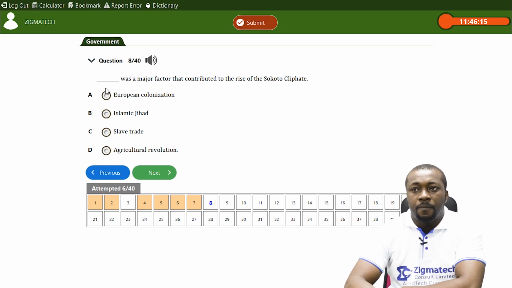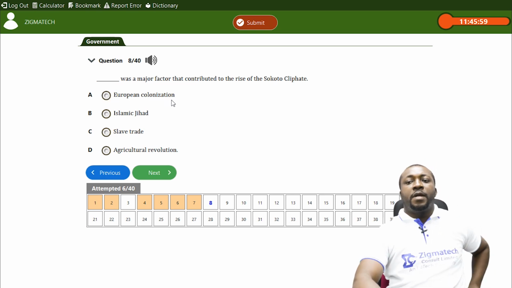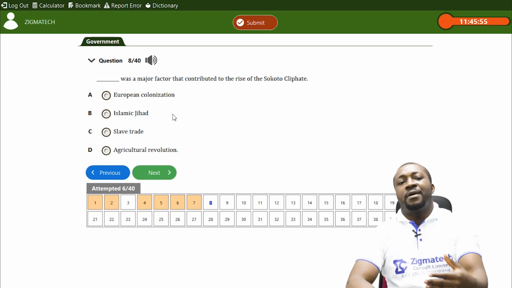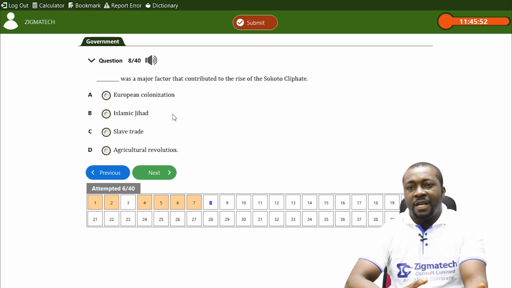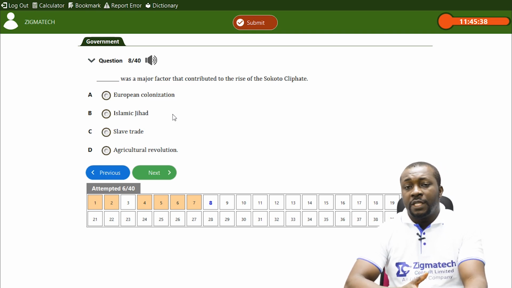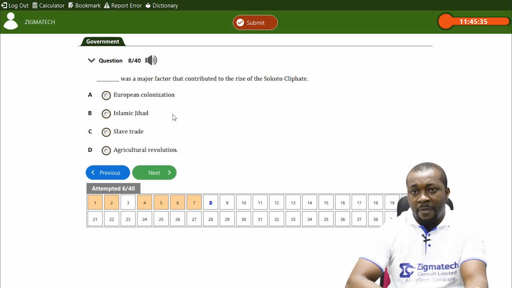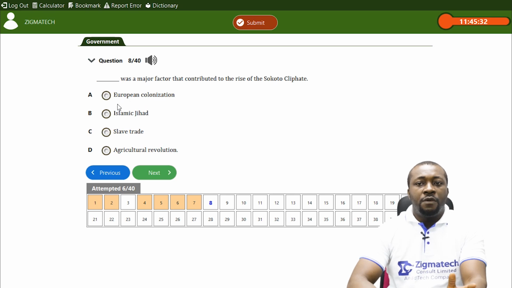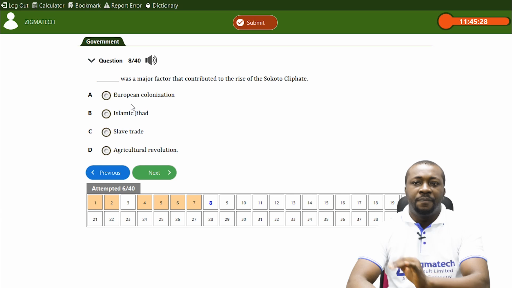Question 8 says, what was a major factor that contributed to the rise of the Sokoto Caliphate? Now let's start by looking at option A, European colonization. Now, European colonization came later. The Sokoto Caliphate came after 1804, after the Jihad War that was led by Usman Danfodio, that started from 1804 and lasted 10 years until he conquered the Hausa Kingdom and its environs. So European colonization took place later on.